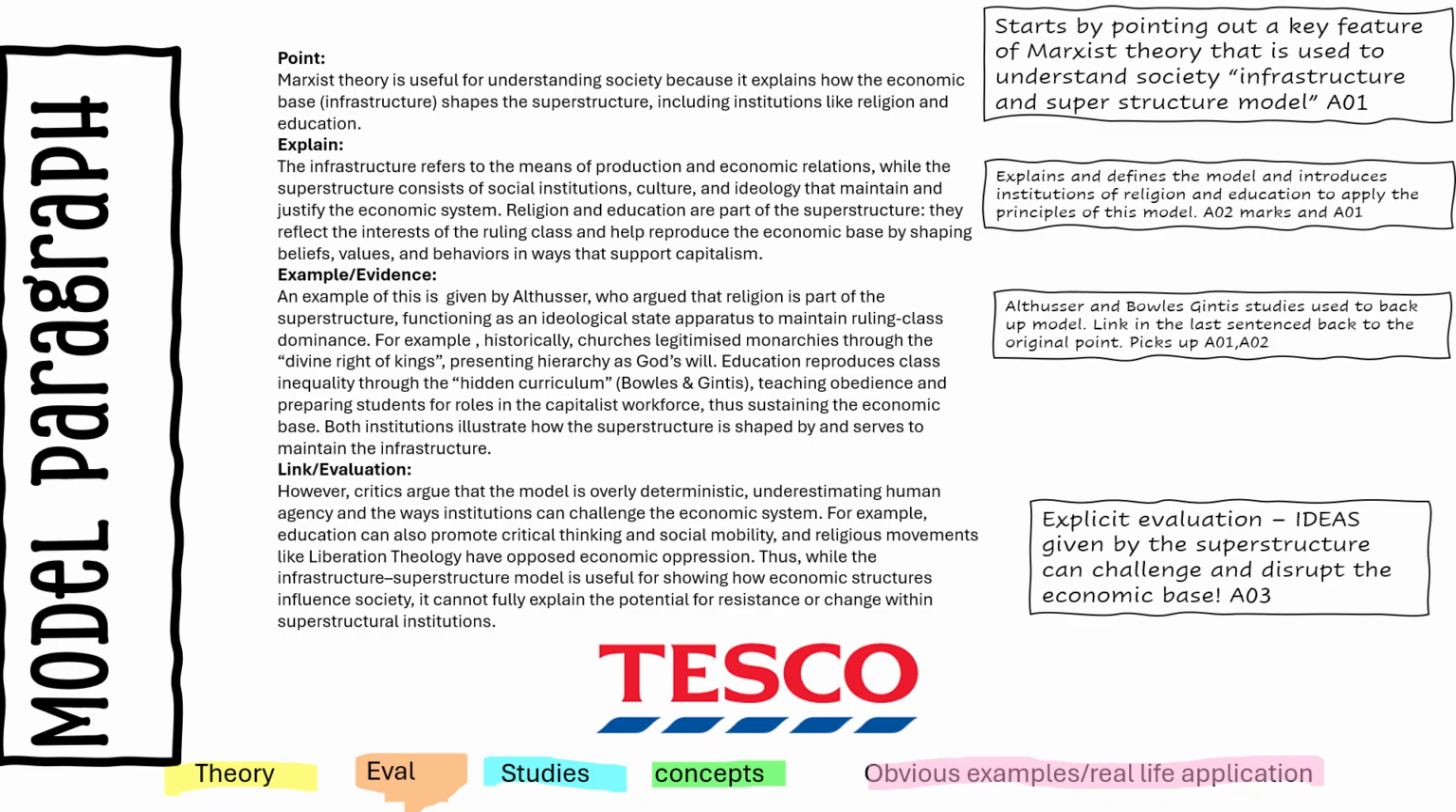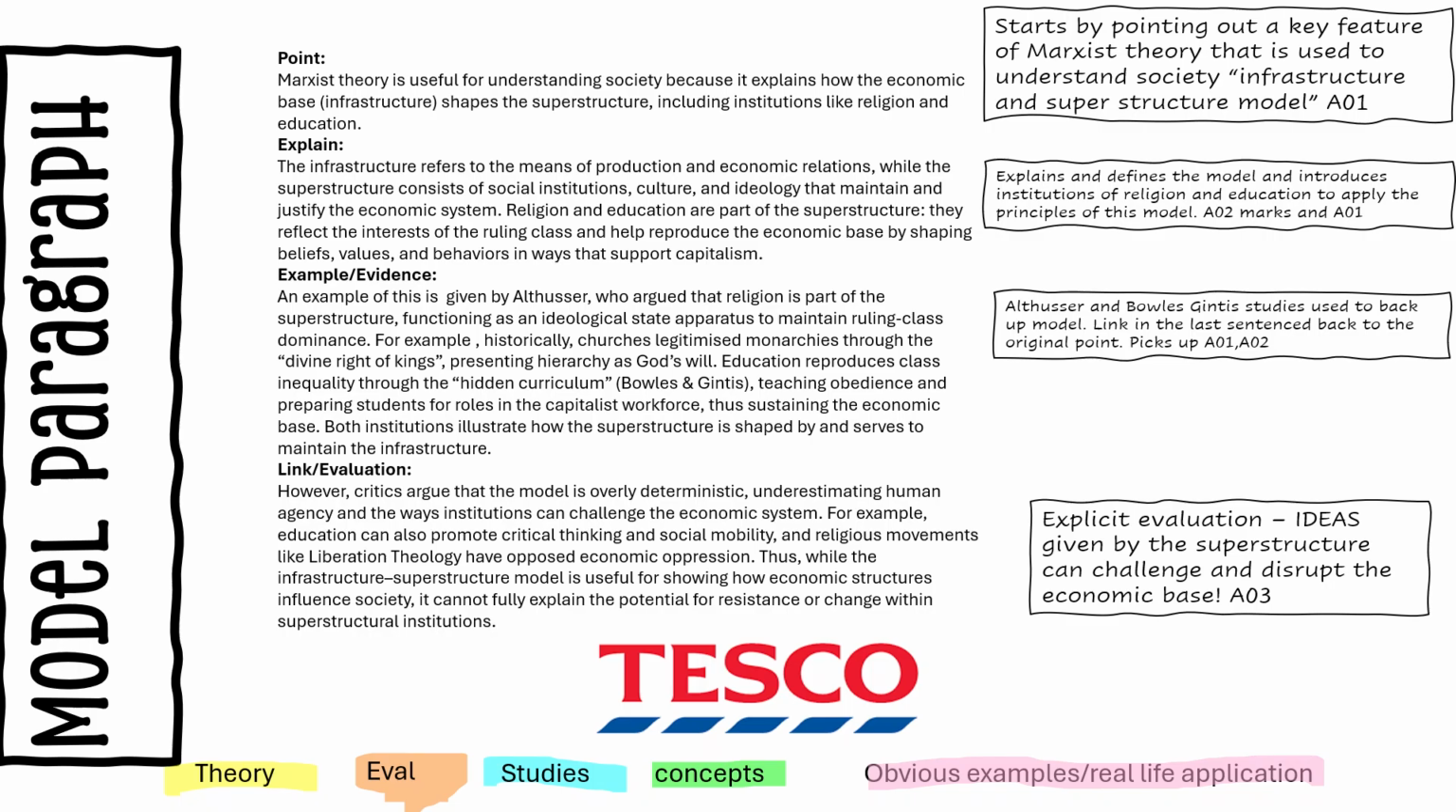So obviously when you looked at religion, you may have come across liberation theology, looking at how the Catholic churches tried to go against the dominant ideology at that time in South America. They used religion to go against the dominant ruling class there. So while the infrastructure superstructure model is useful for showing how the economic structures influence society, it cannot fully explain the potential for resistance or change. And that is your overall paragraph done. So we've got point, explain, examples, and again, a link and evaluation.